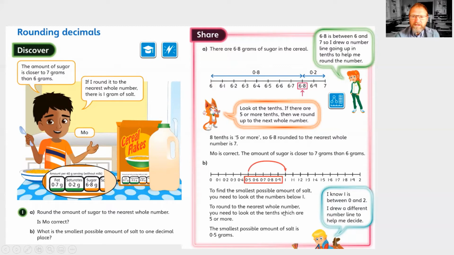To round to the nearest whole number, you need to look at the tenths, which are 5 or more, because we round all the numbers that end in 5 or more up, and they would round up to 1. So the smallest possible amount of salt is 0.5 grams, and we can see that there. If we went lower, 0.4, that would round down, okay, and not up.